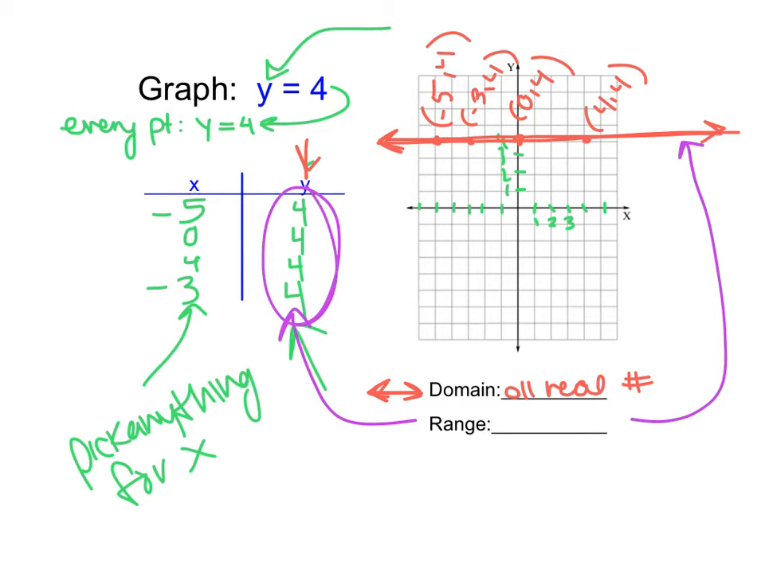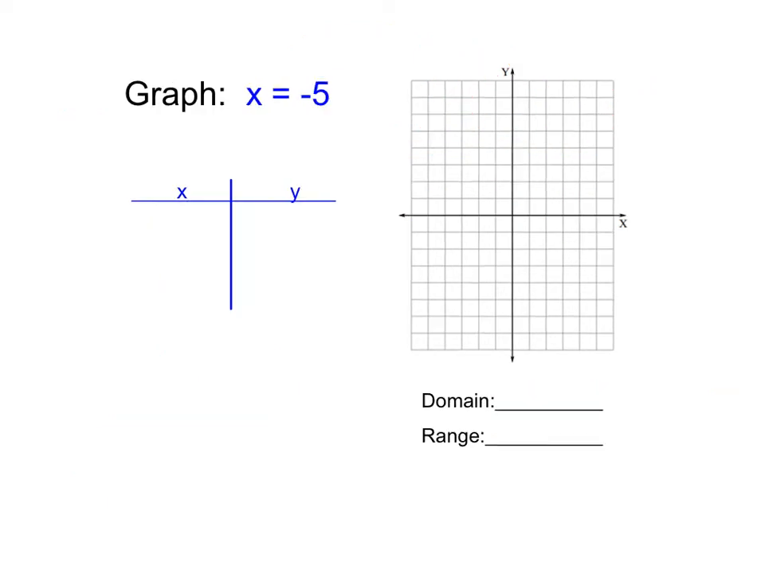The range is all of our outputs. All of our outputs are equal to 4. Here, the only y value that we're using to make any of these points is y equals 4. So all of our outputs are equal to 4, and as a result, our range is only equal to 4 as well.